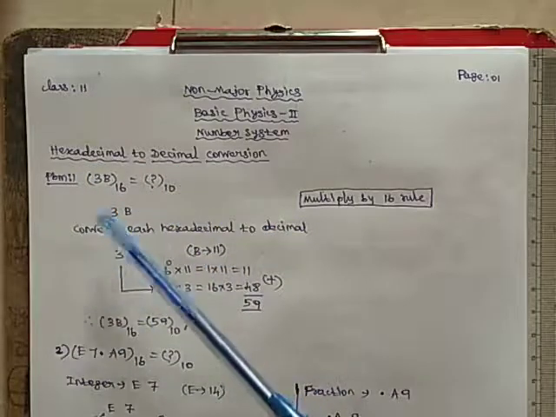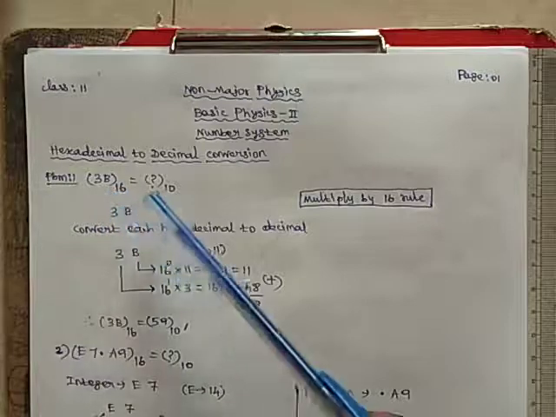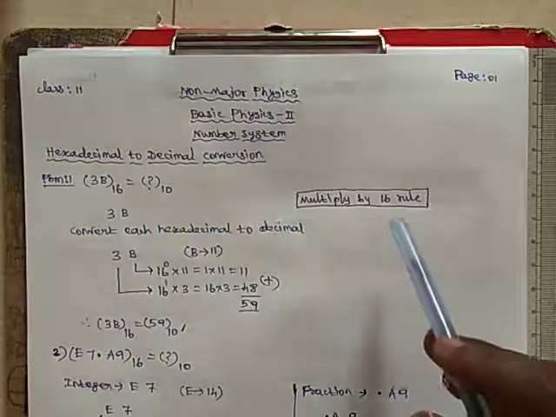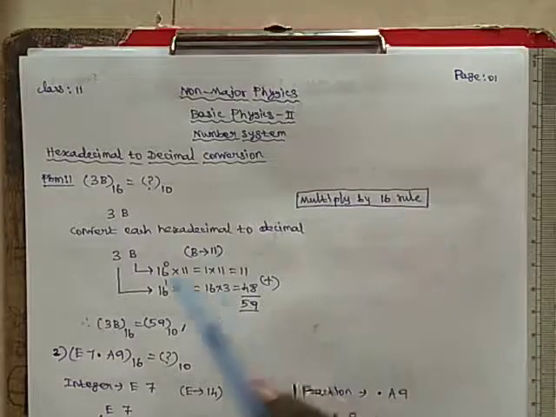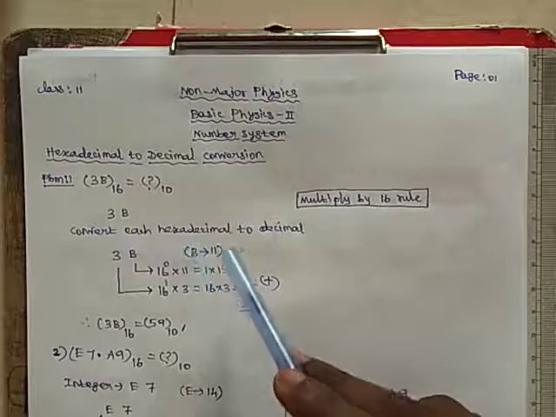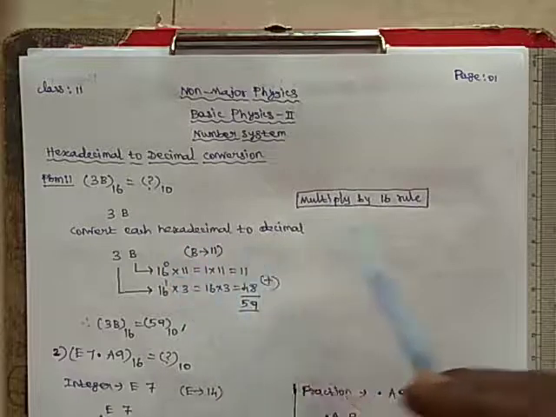In this video we are going to see hexadecimal to decimal conversion. So we go straight into the problem. 3B base 16, the corresponding decimal number we have to convert. Here we have to apply the multiply by 16 rule. So convert each hexadecimal digit to the decimal number.